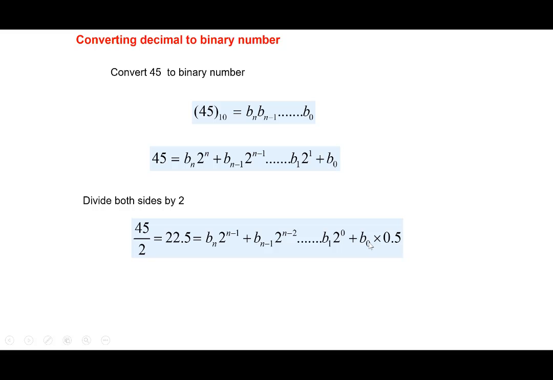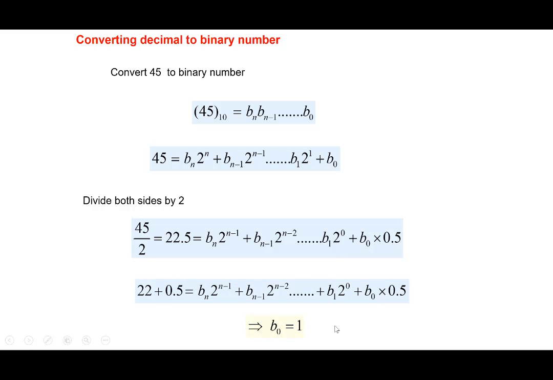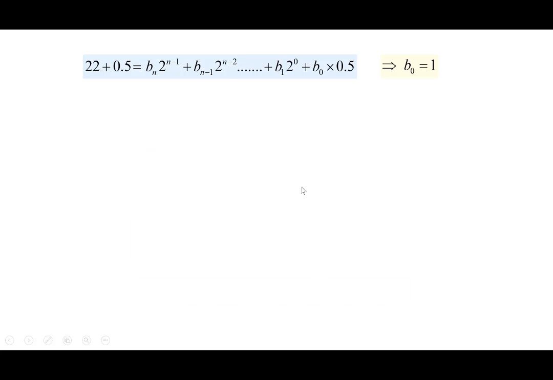If B0 is 0, then there's no way that you'll be able to get a 0.5 on the right hand side here. So B0 is 1. So we figured out that B0 has to be 1. Once we figured that out, we can take B0 out here and then focus on 22. So we know that 22 must be equal to the rest of the number here. So let's focus on this here.